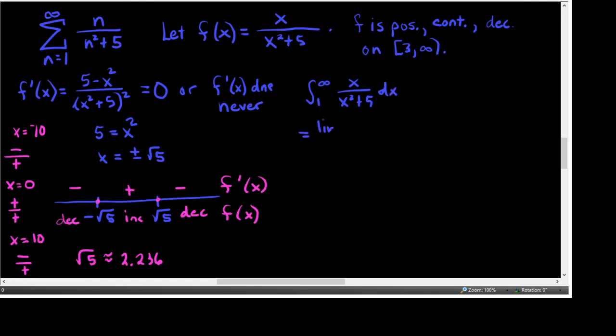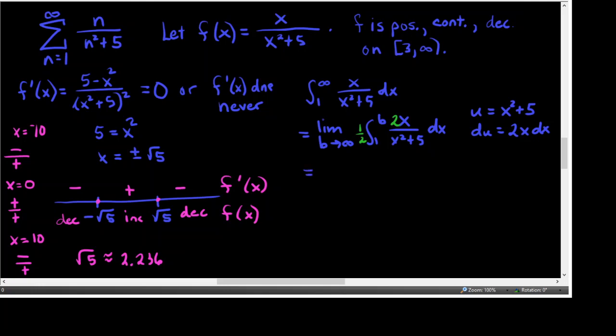So we'll rewrite that as the limit as b approaches infinity of the definite integral from 1 to b of x over x squared plus 5 dx. So if I let u equal x squared plus 5, du is 2x dx. The only thing I don't have in my integral is the 2. So you've seen this before, so this is no big deal. Easy peasy.